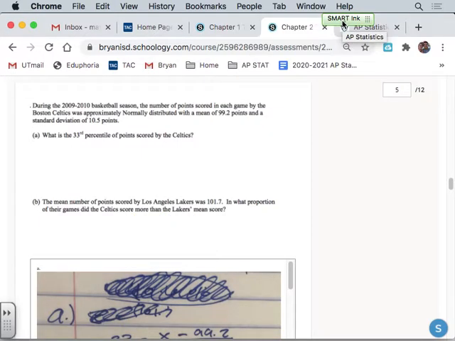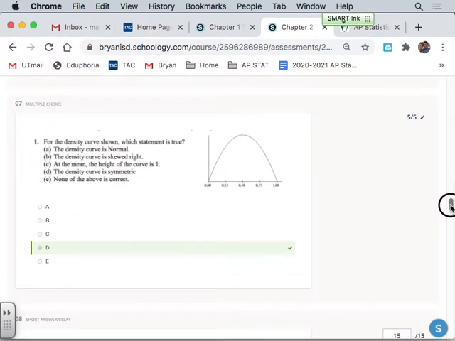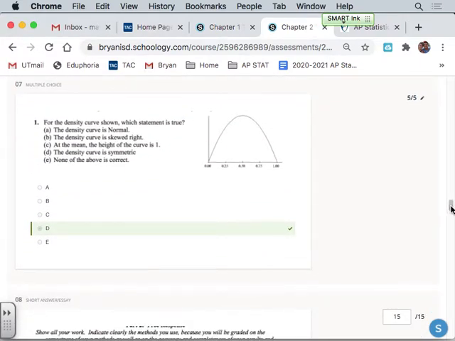Okay, let's see. Oh yeah, this was one. This was definitely one that got missed. All right, this one: for the density curve shown, what statement is true? So what does this picture look like? The most common mistake, if you missed this, was that you said the density curve was normal.